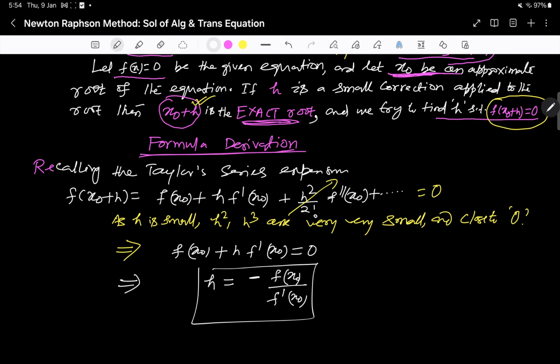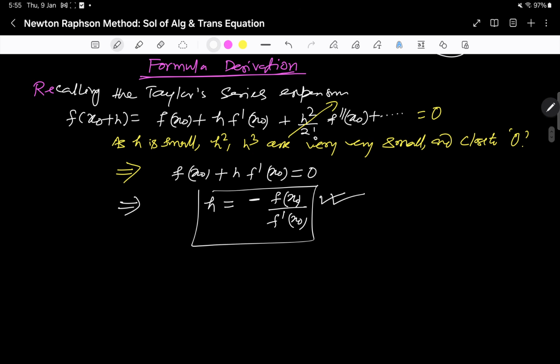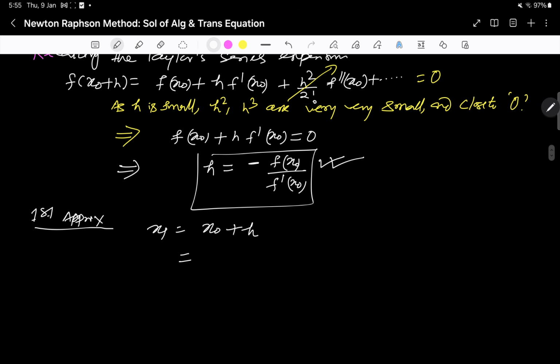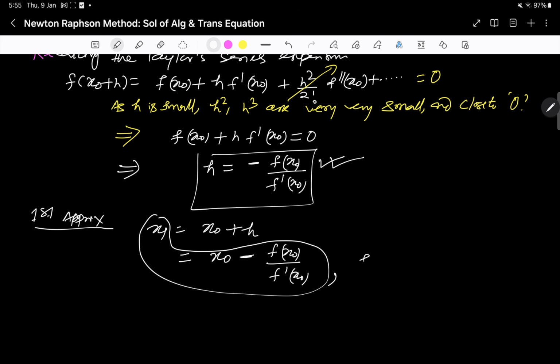As we are interested in finding h, we get the value of h now. Coming to the first approximation, let the first approximation x1 be x0 + h. Then x1 will be x0 minus f(x0) by f'(x0), provided the denominator f'(x0) is not equal to 0.